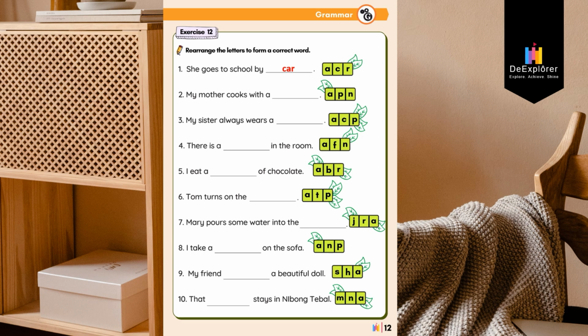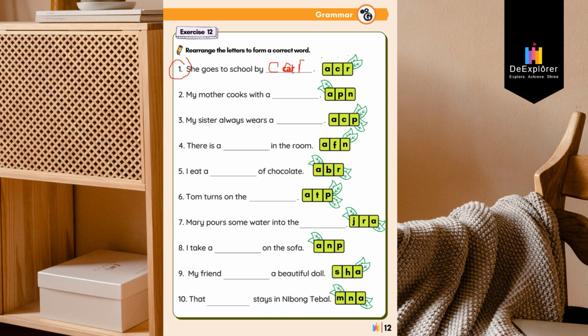So before you do, I will do one question with you. So the first question, she goes to school by, so you look at this one, A-C-R. You need to rearrange the letters. So what word comes to your mind? What is the word? Okay, it starts with C. So all these words you have already learned in the previous lesson. So this first word is C, and then followed by A, and then R. Yes, okay, so the word is car. So please fill in the blanks. She goes to school by car.